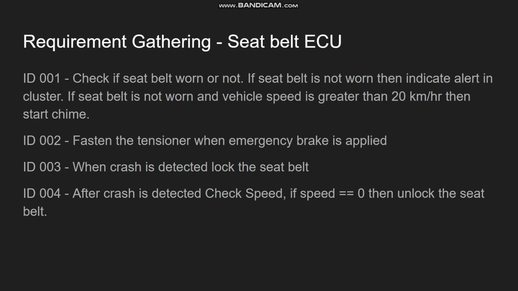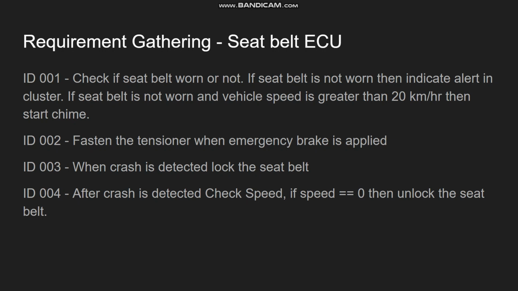What does that ID say? After a crash is detected, check the speed, and if the speed is equal to 0, then unlock the seat belt. Suppose a crash is detected and after crash detection the speed is 0, then it should unlock the seat belt, because an emergency has happened. After a crash is detected, the persons or passengers within the vehicle should get outside. That is possible only if the seat belt is unlocked. So this is the basic requirement for which we will see the entire V model.